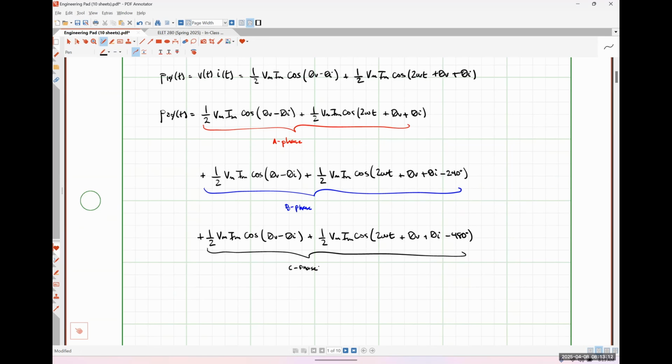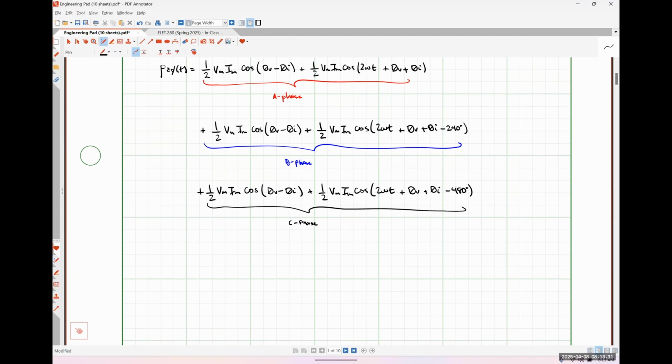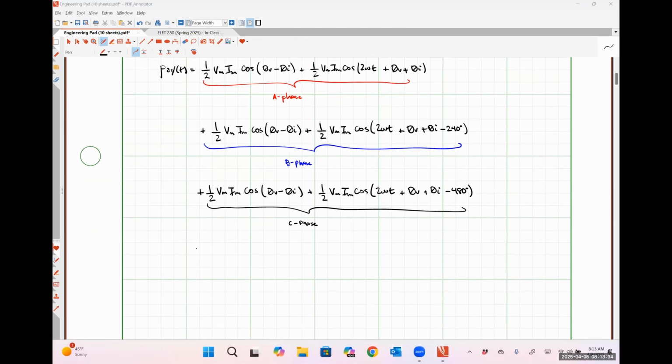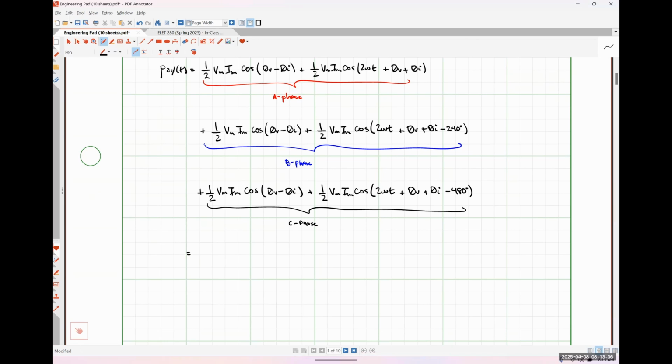Now, we can make this look a little bit prettier, okay? So for example, that first term in the A phase, the first term in the B phase, and the first term in the C phase are all literally the exact same thing. So I can just add those guys together. And so that means my instantaneous power is going to look like 3/2 Vm Im cosine theta v minus theta I.